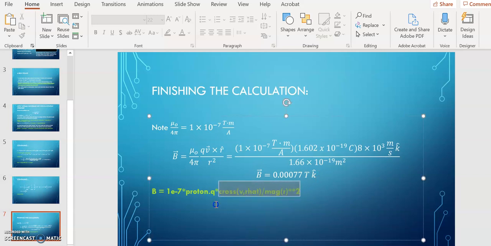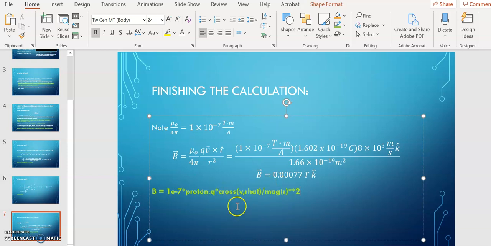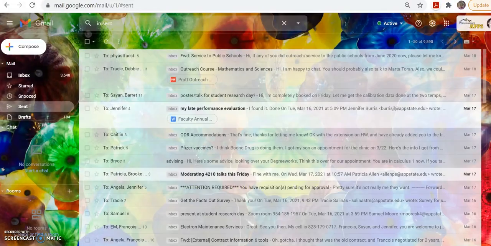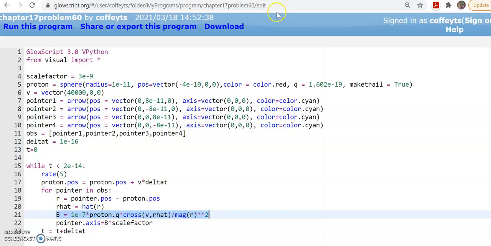If you do that in the code, you just do B is equal to 1 times 10 to the minus 7, 1e-7, times the charge attribute of the proton, proton.q, times the cross product, cross(v, r hat), divided by the magnitude of the vector squared, mag(r)**2. So that's how you would put it in the code, okay? Now, at this point, I'd like to show you the code and talk about it and run it.